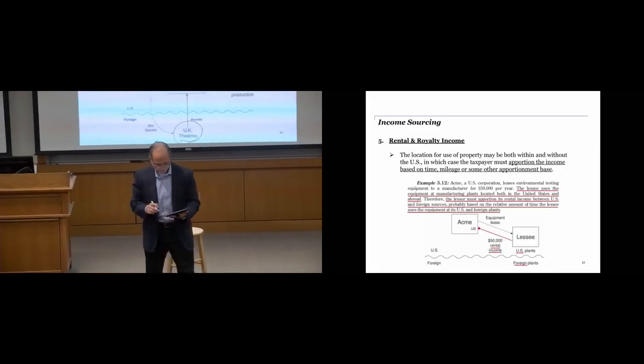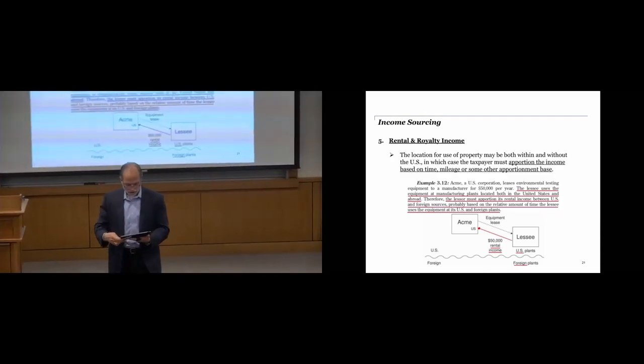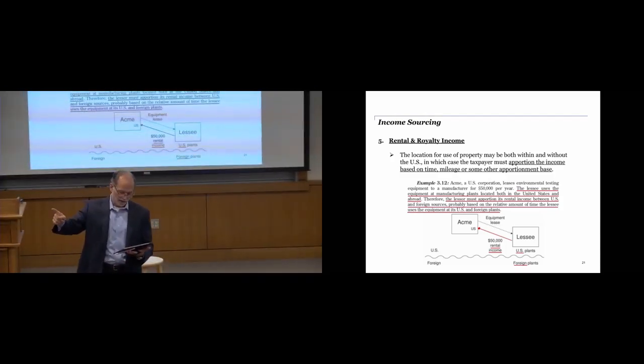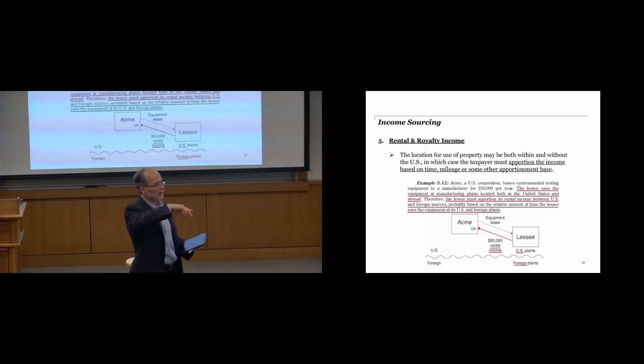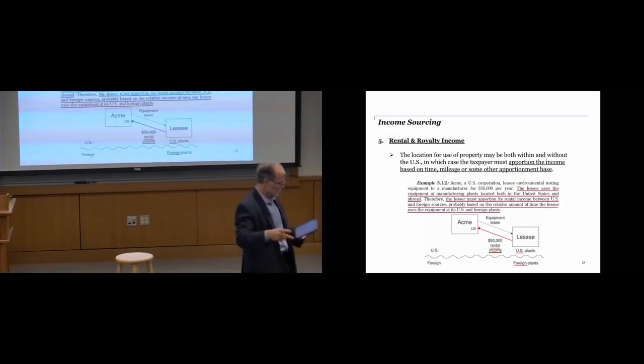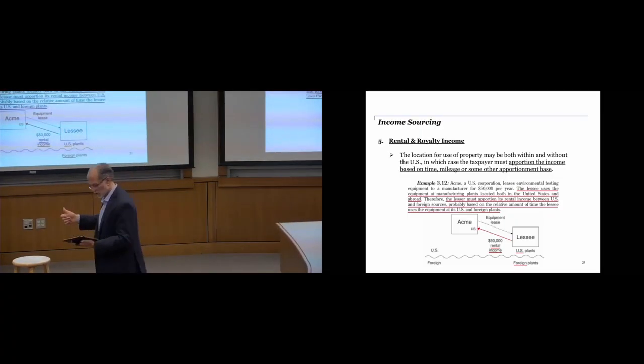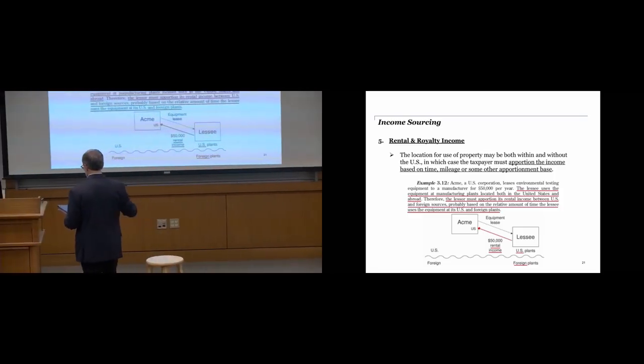Okay, the location for use of property may be both within and without the U.S., right? So it can be moved around, you can use it in multiple locations. You must apportion the income based on time, mileage, or some other apportionment base.